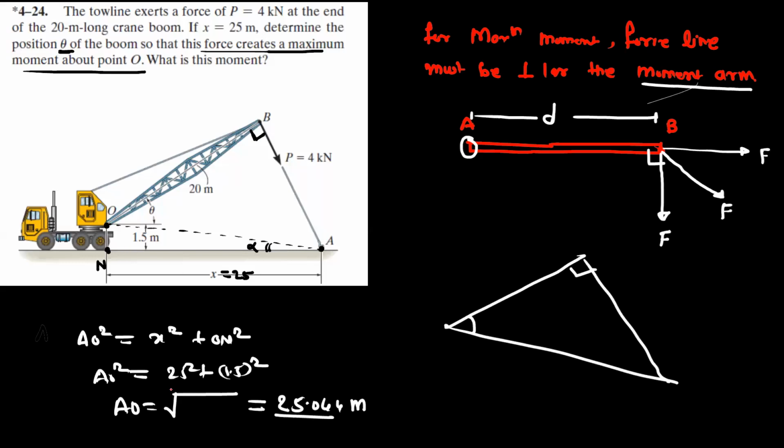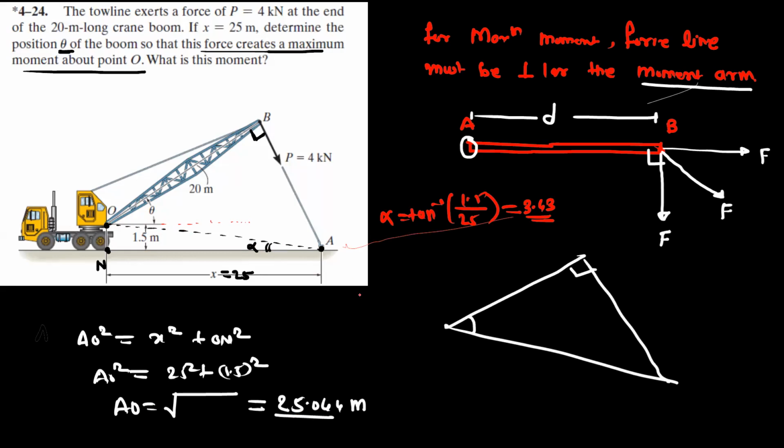So here you will get AO as 25.044. Now just extend this line. This angle alpha you can find out as alpha is equal to tan inverse 1.5 upon 25. So this is equal to 3.43.